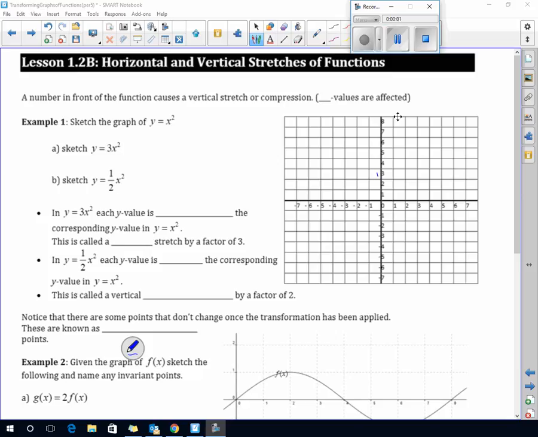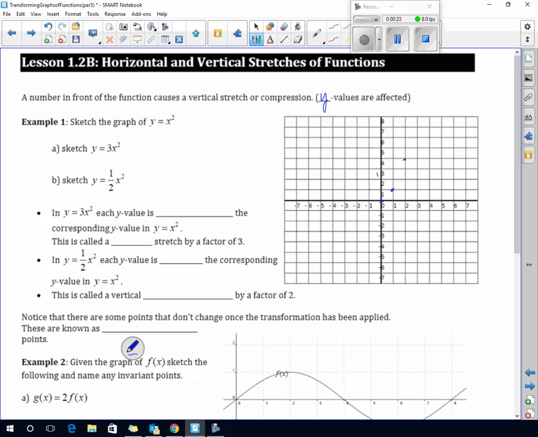It affects the y values, right? Yes, it stretches it. So let's graph y equals x squared. Remember the little quick way: (0, 0), (1, 1), (2, 4). Bada bing, bada boom, that's it. Quickest graph you ever drew? Yeah?